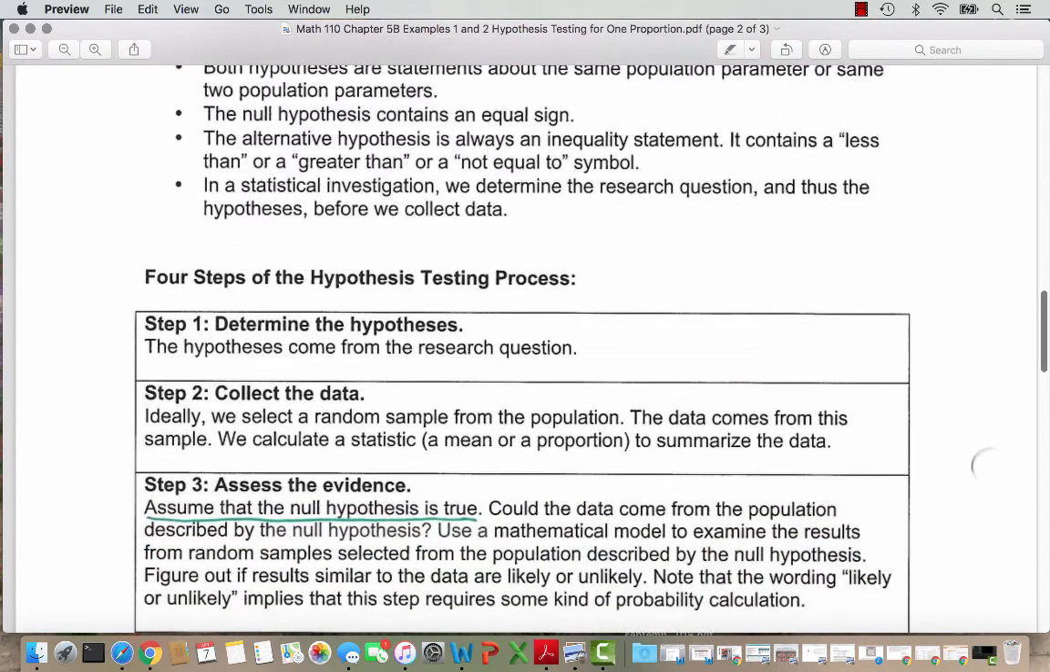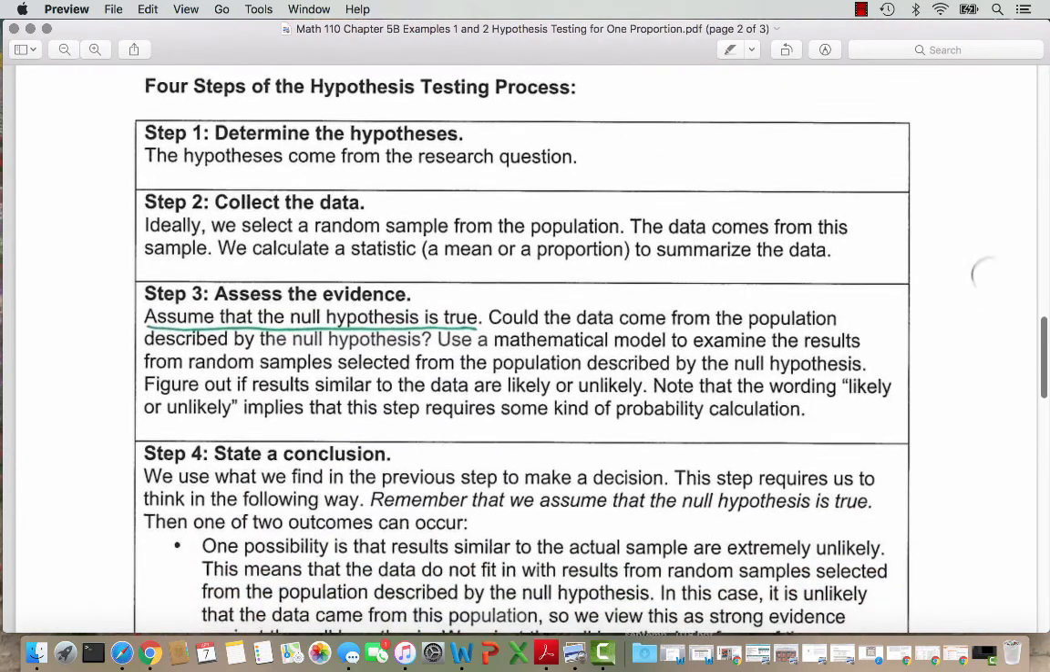So there's 4 steps to the hypothesis testing process. Step 1 is to determine the hypotheses, and the hypotheses are written based on our research question. Step 2 is collect the data. So ideally we select a random sample from the population. The data comes from that sample, and then we calculate a statistic. If it's quantitative data, we'll calculate a mean. If it's categorical data, we'll calculate a proportion to summarize that data.